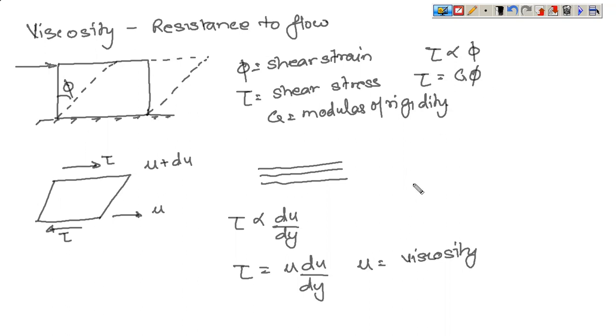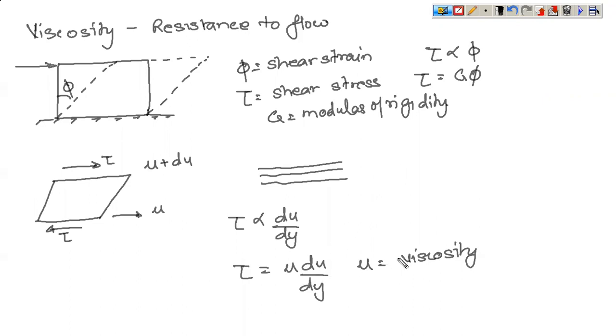Here, if you compare, G is the modulus of rigidity. Modulus of rigidity is a material property, and it tells you how rigid the body is. That means how much more resistance is offered by this body to these tangential stresses. Similarly, here mu denotes viscosity, and this viscosity means how much more resistance the body offers to the sliding of one plane over another.